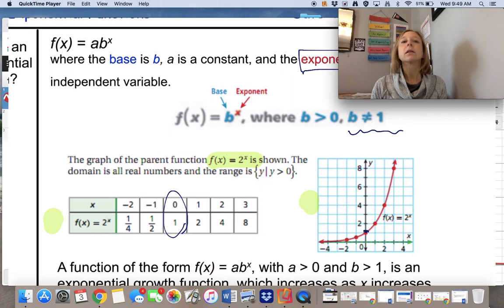So that's a little bit different from our other parent functions. A lot of them went through 0, 0. This one does not. And then what happens is we see it doubling after that. So 1 times 2 is 2, 2 times 2 is 4, 4 times 2 is 8, and so on. And so that's where we get that exponential growth.